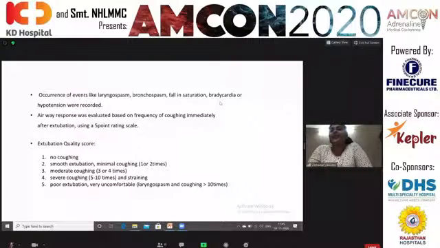Occurrence of events like laryngospasm, bronchospasm, fall in saturation, bradycardia, or hypotension were recorded. Airway response was evaluated based on the frequency of coughing immediately after extubation using a 5-point rating scale, which is the extubation quality score. Number 1, there is no coughing. 2, smooth extubation with minimal coughing, 1 or 2 times. 3, moderate coughing. 4, severe coughing. And 5, poor extubation and very uncomfortable, there is laryngospasm or coughing more than 10 times.